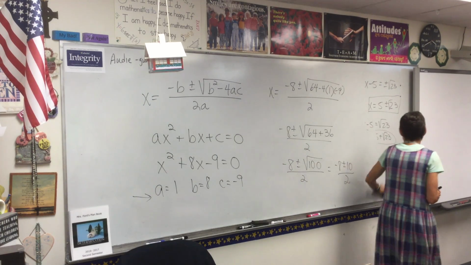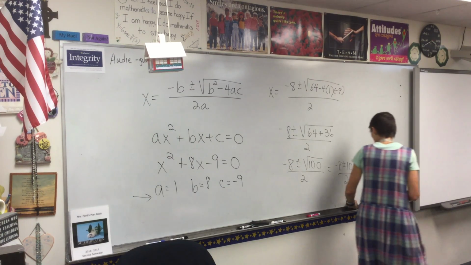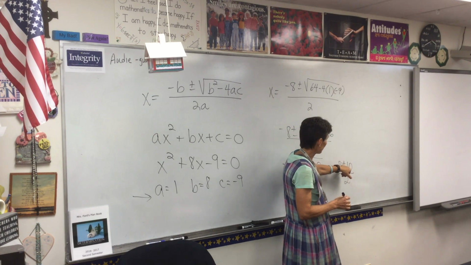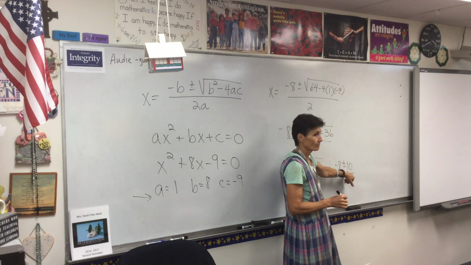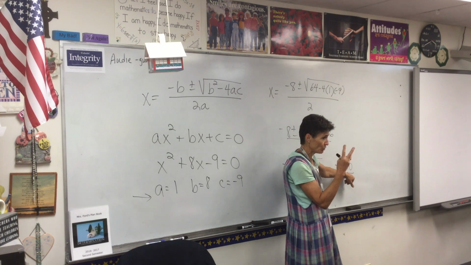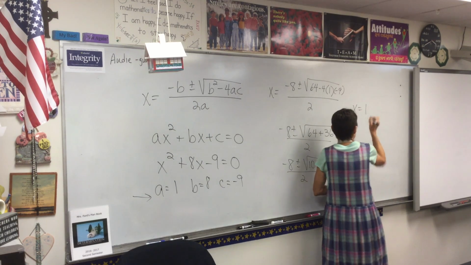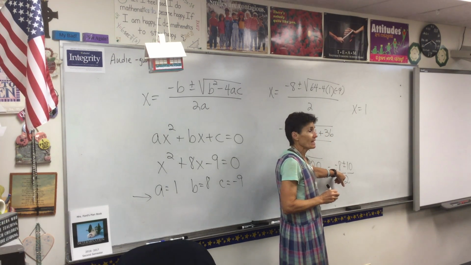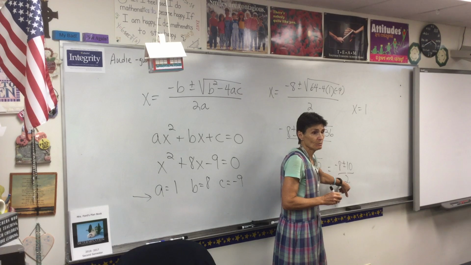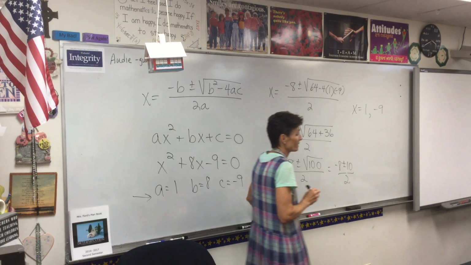And you can divide by 2. We can. We could also just do, alright, what do we got? Negative 8 plus 10. Negative 8 plus 10 is 2. Divided by 2 is 1. Negative 8 minus 10, divided by 2, is negative 9. So my answers are 1 and negative 9.